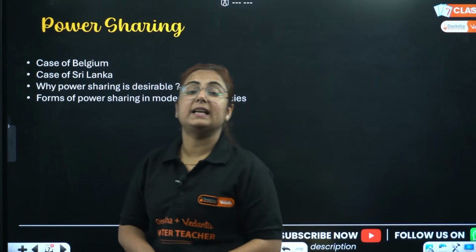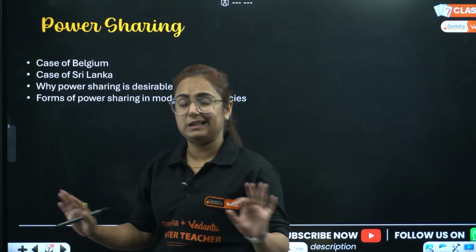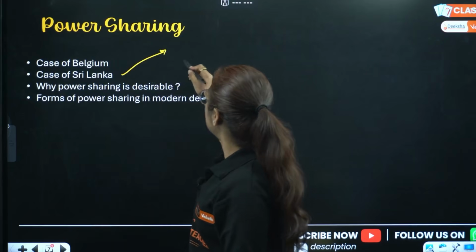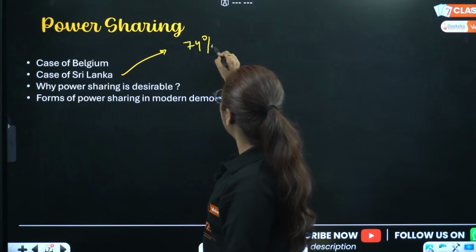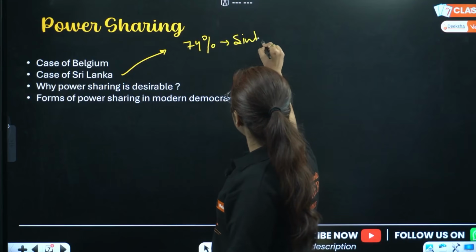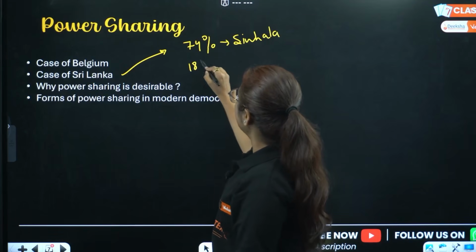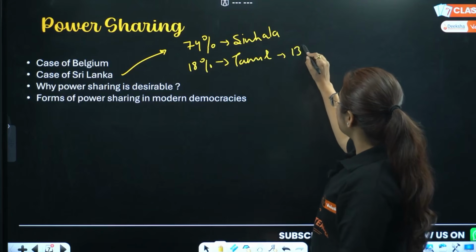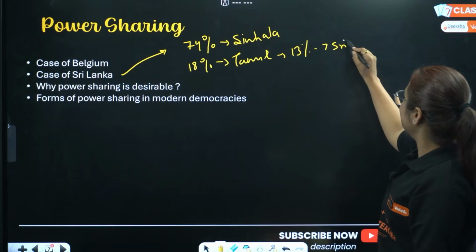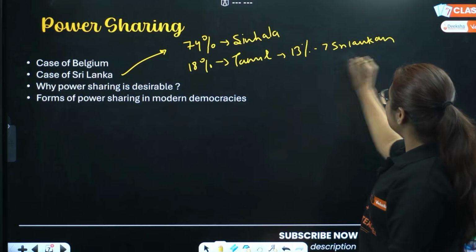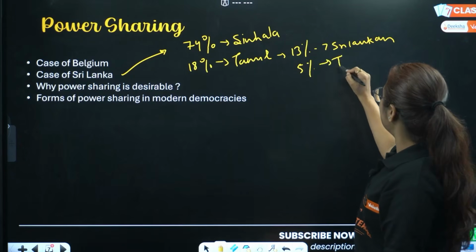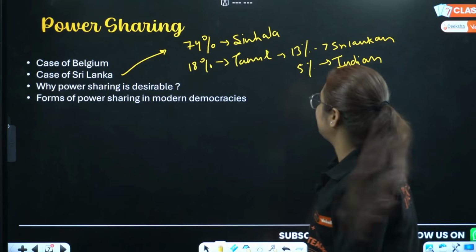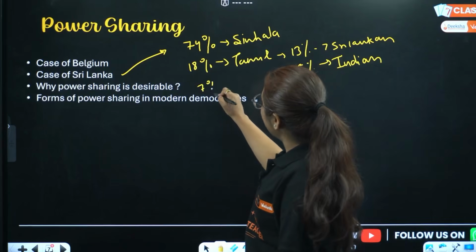There is another case, that of Sri Lanka. A different case, also a democracy. The ethnic composition was such that 74% of people speak the language Sinhala. 18% of people speak the language Tamil. Out of this 18%, 13% were Sri Lankan Tamils, and the rest 5% were Indian Tamils, who went there for work or were taken by the Britishers during that time. And 7% are Christians.